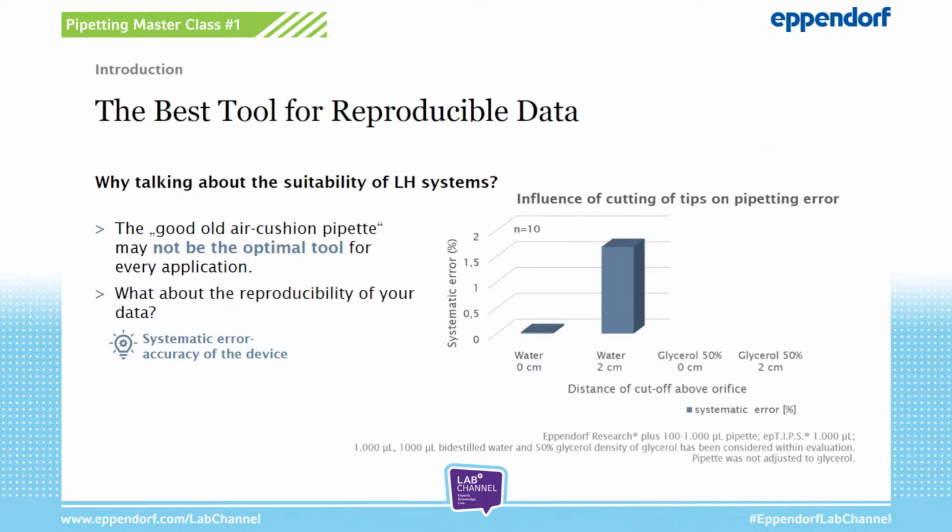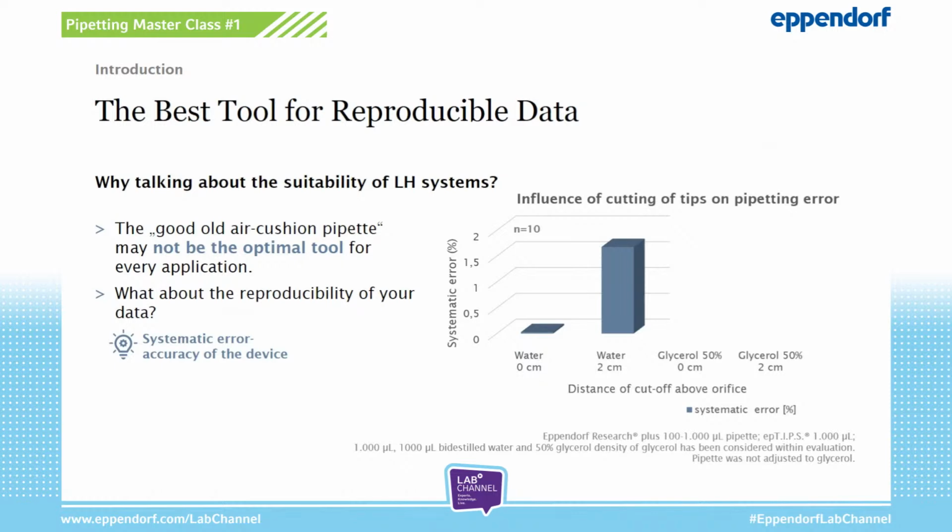Let's look at some data here on the right side. Here an air cushion pipette was used to pipette 1,000 microliters of water or 50% glycerol. The volume was pipetted both with an intact pipette tip and with a pipette tip that was cut 2 centimeters above the opening. In this case, the pipette was not adapted to glycerol, and each sample was pipetted 10 times, and the systematic error was determined, which is shown here as a percentage in this graph. And just in simple words, you can say that the systematic error describes the accuracy of the device, so here of the pipette.